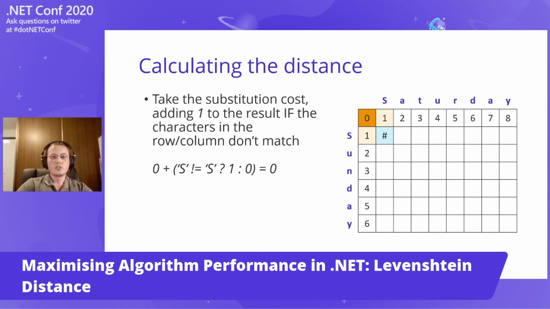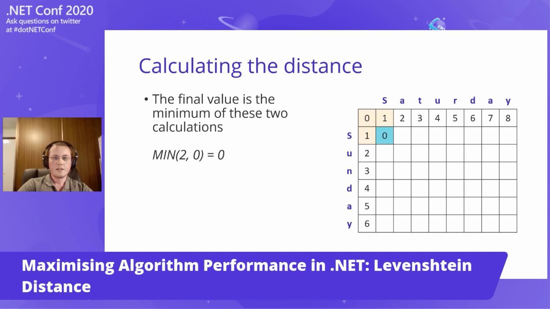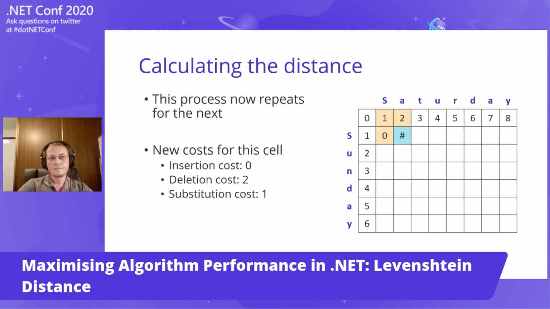We then take the substitution cost for this cell, adding 1 if the corresponding characters in the row and column don't match. The letters in this row and column are both the capital letter S, so we don't add 1, leaving us with a value 0. Finally, for this cell, we take the minimum value of the two other numbers we just calculated. This means that the value for our current cell is 0.